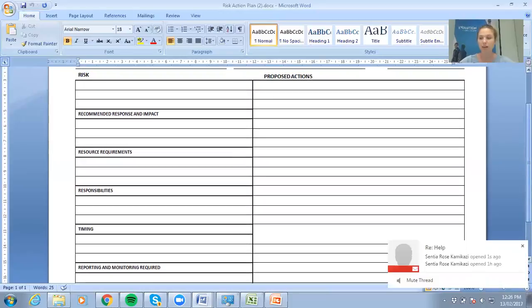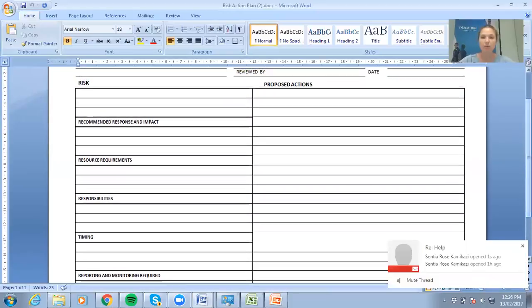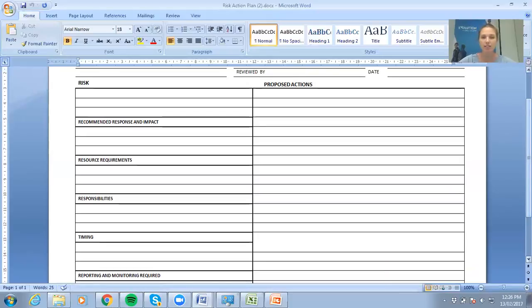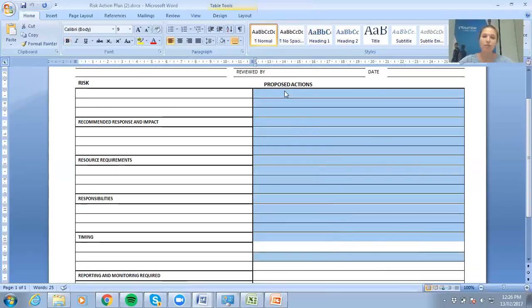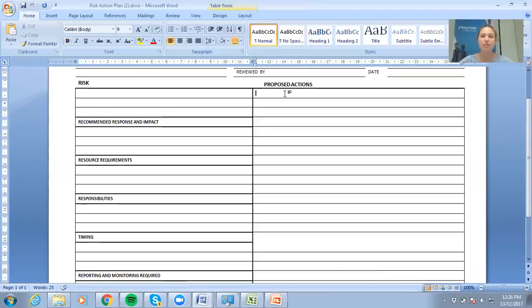And then in your proposed actions, you want to put a list of actions, as many actions as you can think of in this far column here, that you could potentially take if that risk was to occur. What proposed actions would you take? Alrighty.